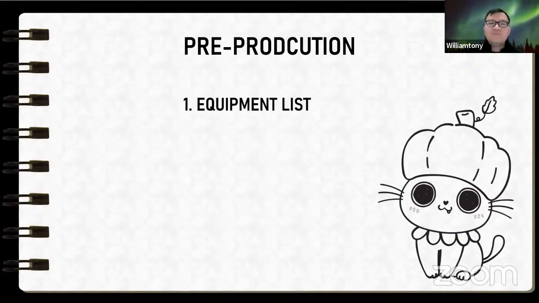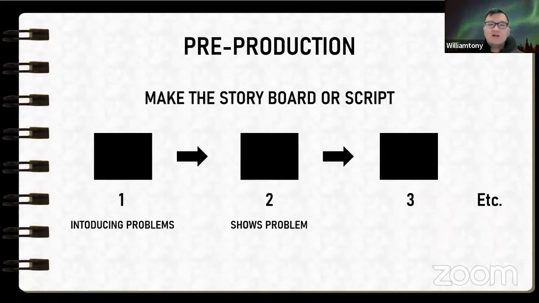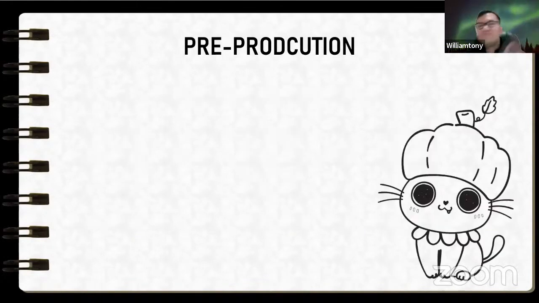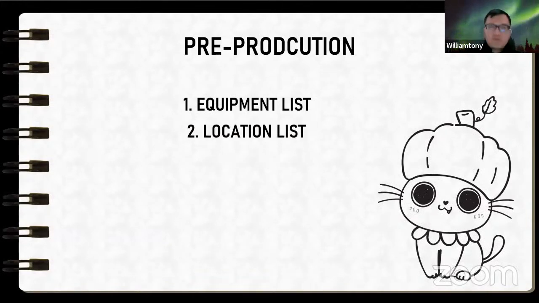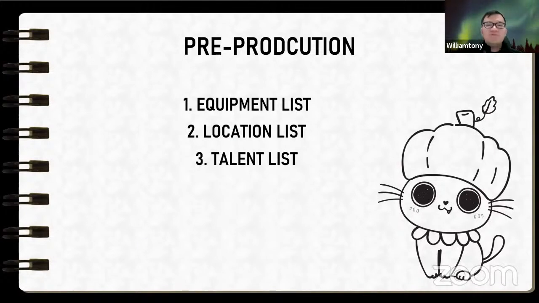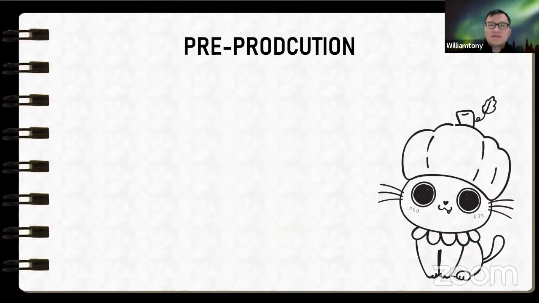Okay. After you make the outline, the storyboard and the script, you already fix all that and agree with all your team, you can prepare the equipment list. What should you have in your equipment? And your location list and your talent list. The equipment list, location list, and talent list are mirrored like this.